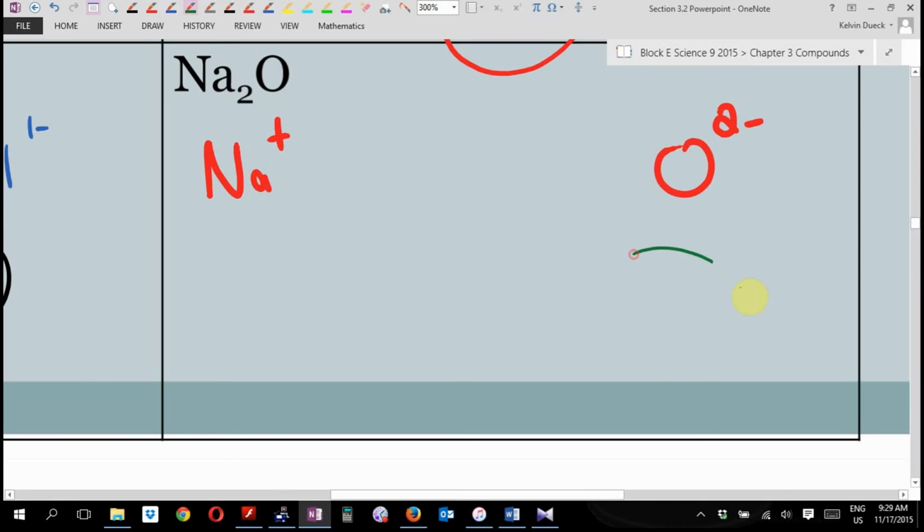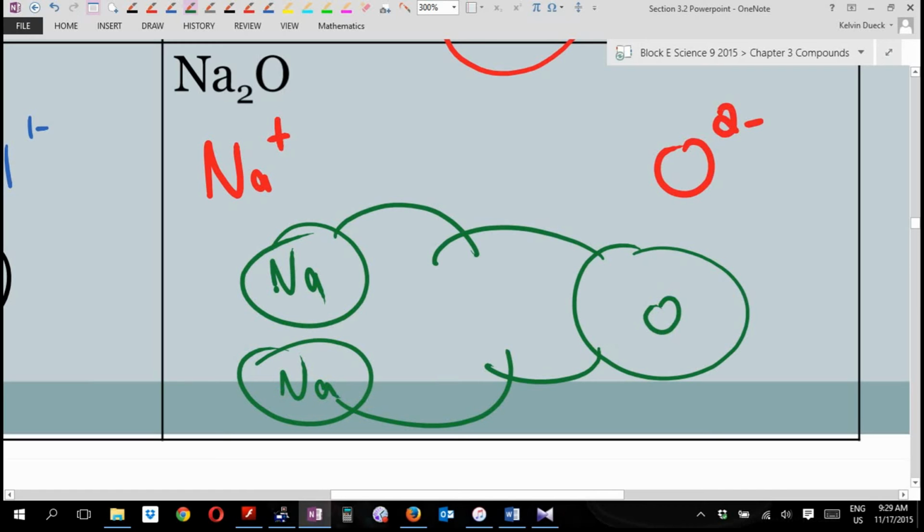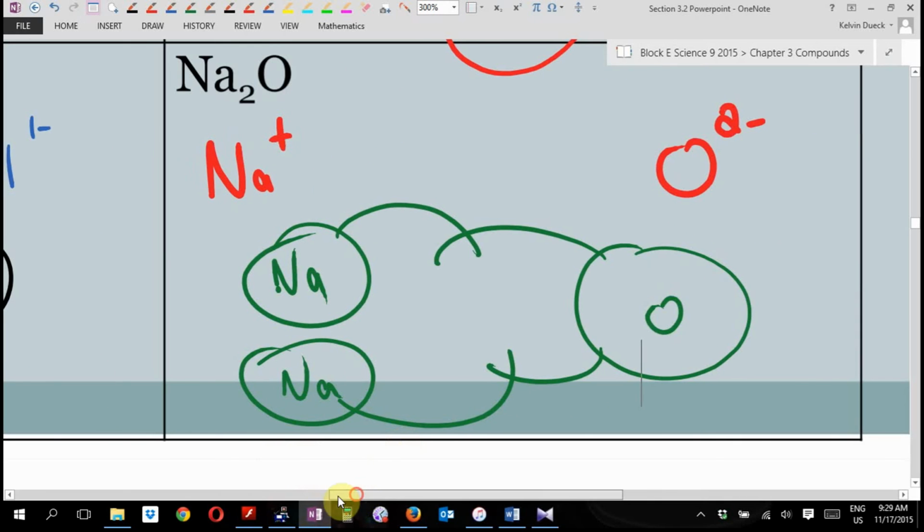first. So it looks like oxygen wants 2 hooks. I guess sodium can take 1 hook, and another sodium can take 1 hook. And there is your kind of a rough picture of what's going on here. These are called hook diagrams. Is that okay? Turn the page.